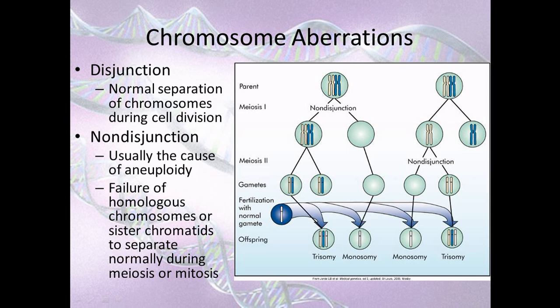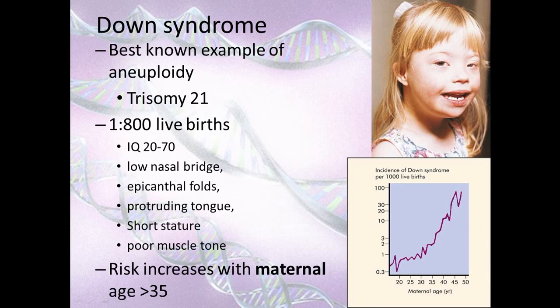That's disjunction. In non-disjunction, they don't tear apart completely. So here you can see non-disjunction right here, where they didn't pull apart and separate appropriately. So all of them went into one cell. This cell had no DNA, or no sets of that chromosome. So non-disjunction is where some of the chromosomes don't manage to pull apart appropriately, and they all stick in the same cell. Right.